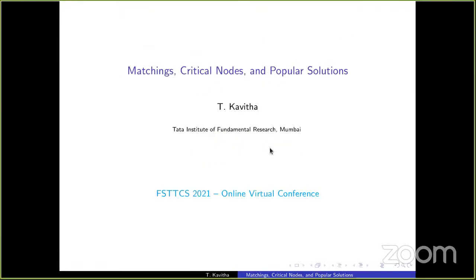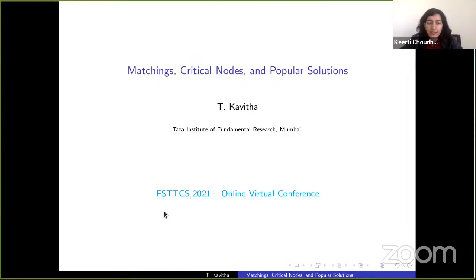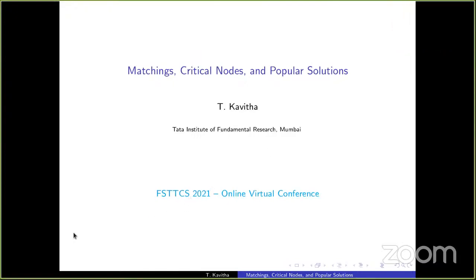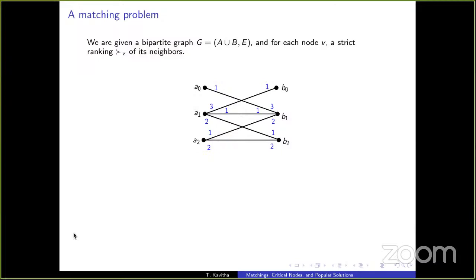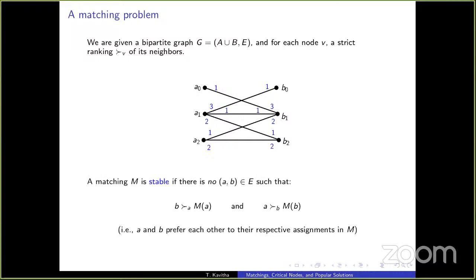Thanks. Am I audible? Yes, you're audible. Thanks, Kirti. So our input is a bipartite graph where every node has a strict ranking of its neighbors, as shown in this example here. What one typically seeks here is a stable matching. A matching is stable if there is no edge that blocks it. This blue matching is stable here.